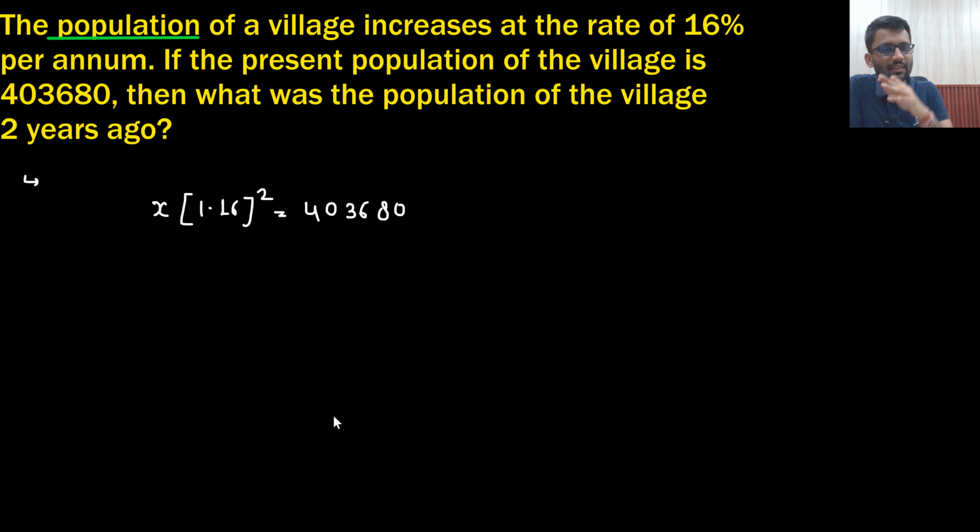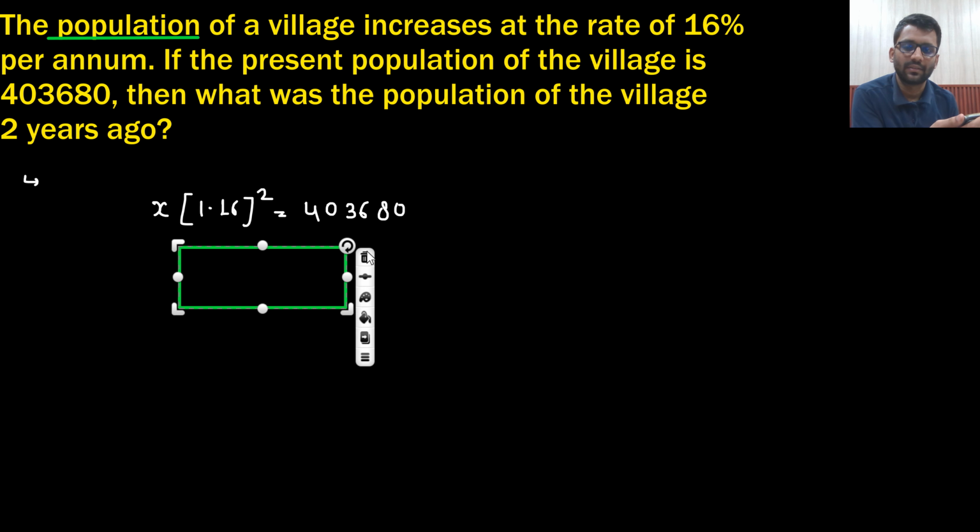2 years ago, it was X. Then it increased in a compound manner at 16%. So X into 1.16 to the power 2 is equal to 4 lakh 3,680. So what is X? X is 4,03,680 divided by 1.16 to the power 2. So it was 3 lakhs. So 2 years back, it was 3 lakhs.